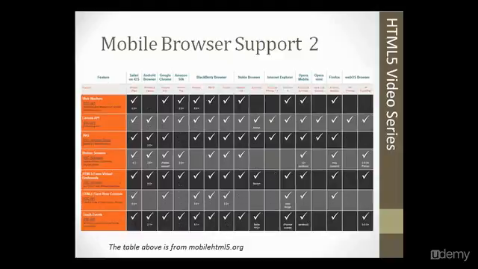And then we have another chart which is just added features. We have the Canvas API, SVG, all stuff that we've talked about during this series, and it shows which browser on which phone supports what.